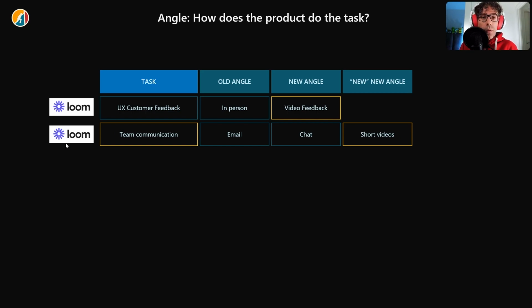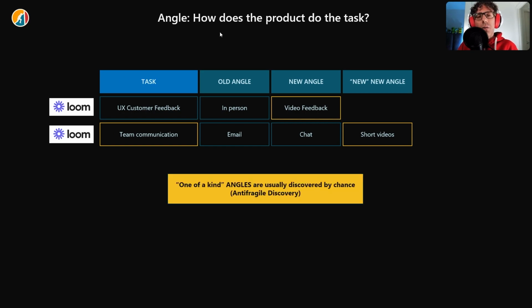Same product. So the thing with Angle, to be able to use it, you have to find this thing. And that happens through anti-fragile discovery. It's going to be a matter of chance. Suddenly people are using it in a weird way that is much better and gets you in a place that is not only one of a kind, but in a new category. And because you have all this pull, you're going to be able to build the trust and become the new default, and then you won. That is Notion. Also Loom.